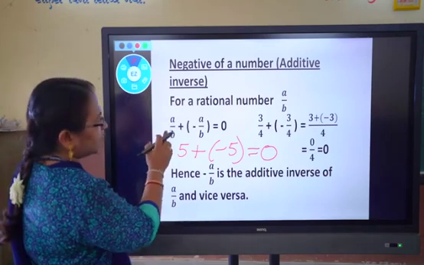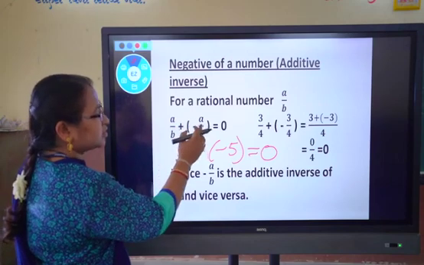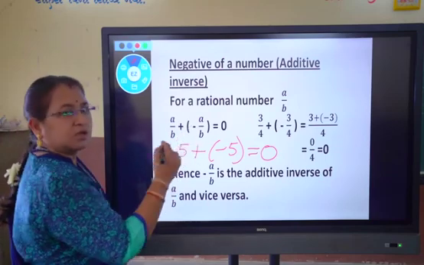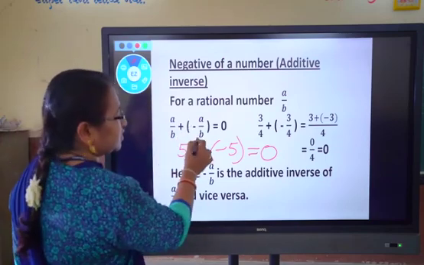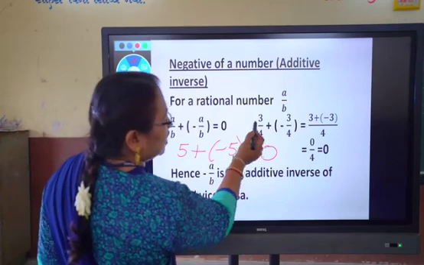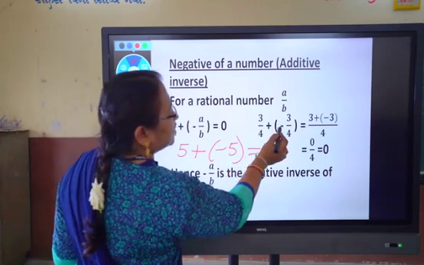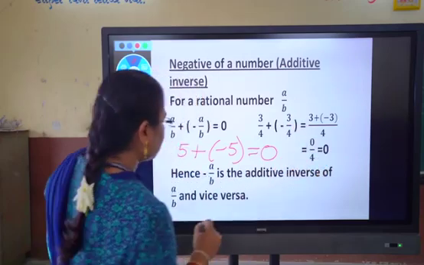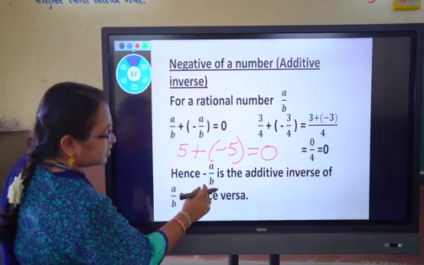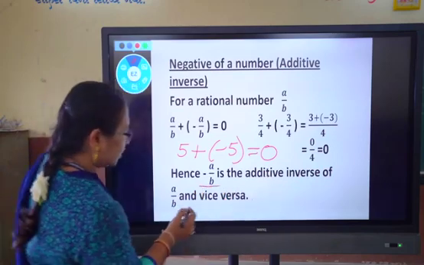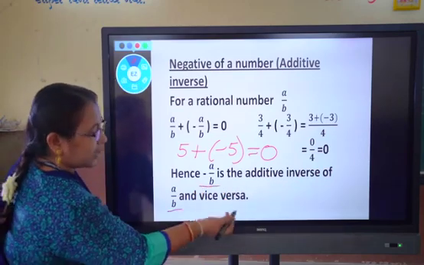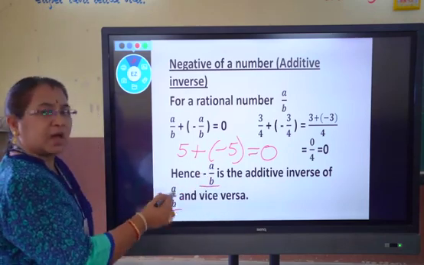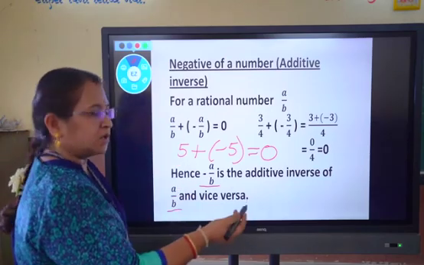So here also a upon b is positive and we added minus a upon b. That means a upon b was positive, we just reversed the sign only. So with minus a upon b we got 0. Here see the other example, 3 upon 4 plus minus 3 upon 4. If we simplify this, we will get our answer 0. So we can say minus a upon b is the additive inverse of a upon b and vice versa. That means minus a upon b is the additive inverse of a upon b and a upon b is the additive inverse of minus a upon b.